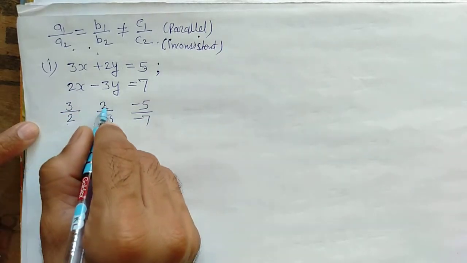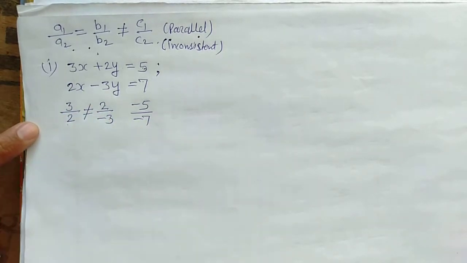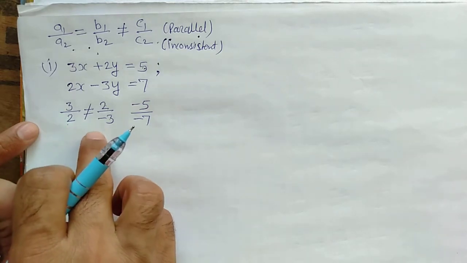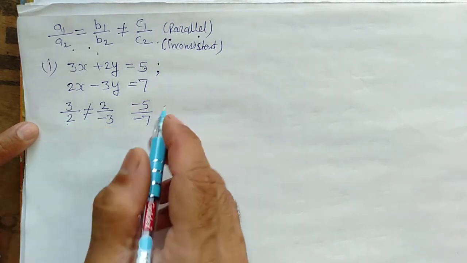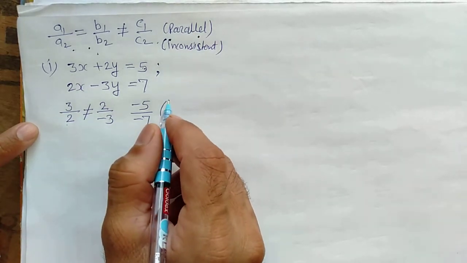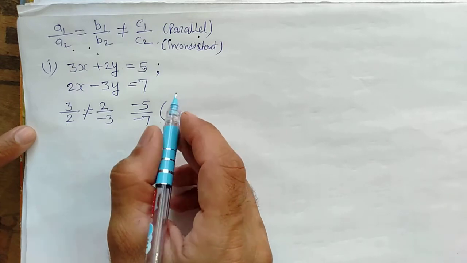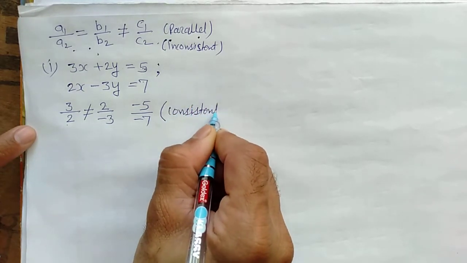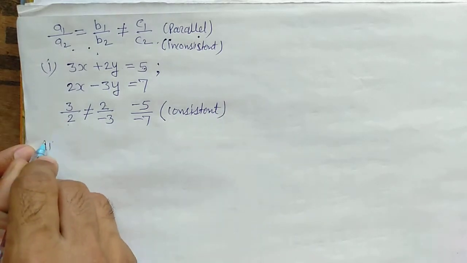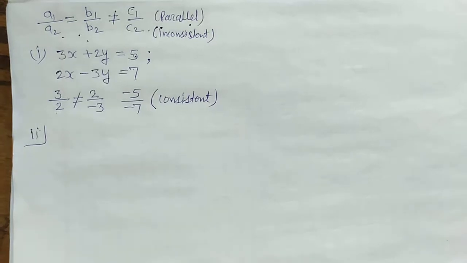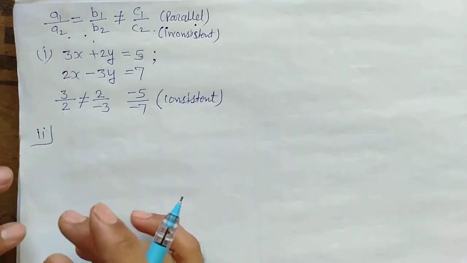So 3 upon 2 and 2 upon minus 3 are not equal. If these are not equal, it means they are the intersecting type. Intersecting type means they are consistent, means we have a solution, right? So they are consistent. Number 2, I'm going to solve carefully. Watch and listen carefully.